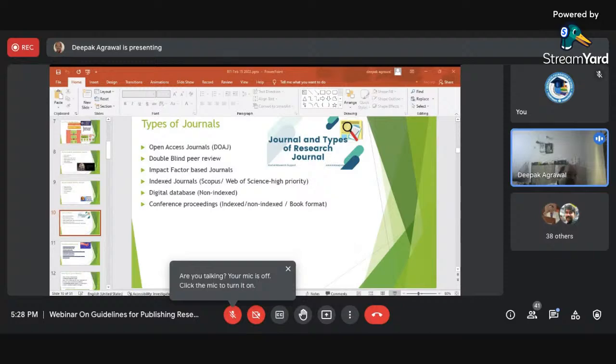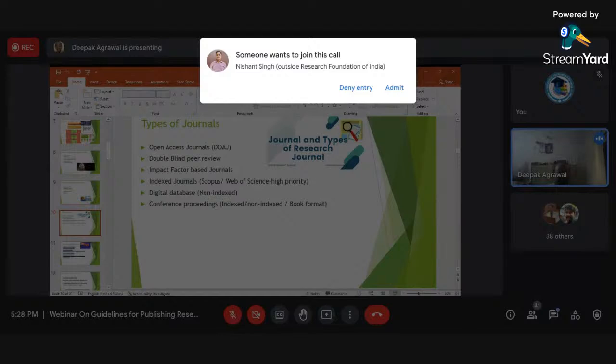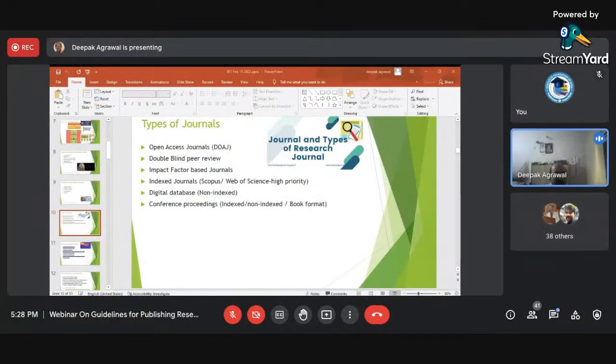The second type of journal, again very common, may combine more than two elements, and that is the double blind peer review. I am going to cover some portion related to double blind, but yes, a quality paper must pass through this process, that is the double blind peer review.